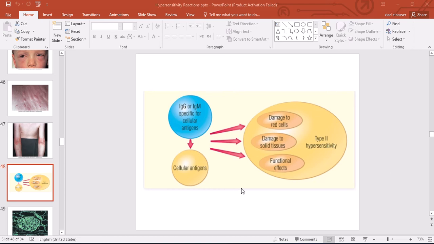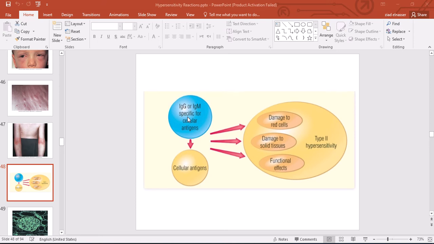Today we will be talking about type 2 and then type 3 and then type 4 hypersensitivity reactions. In type 2, as you know, we are talking about the IgG antibody or the IgM antibody, and those usually bind to antigens on the surface of cells.